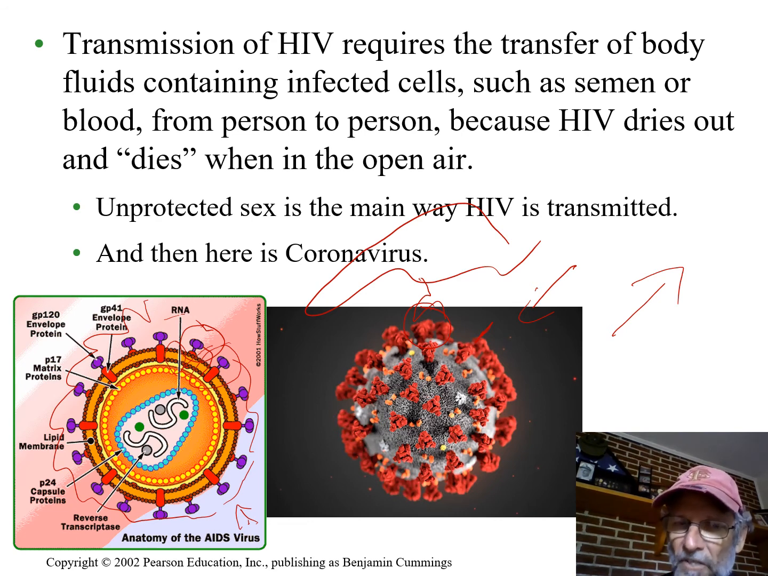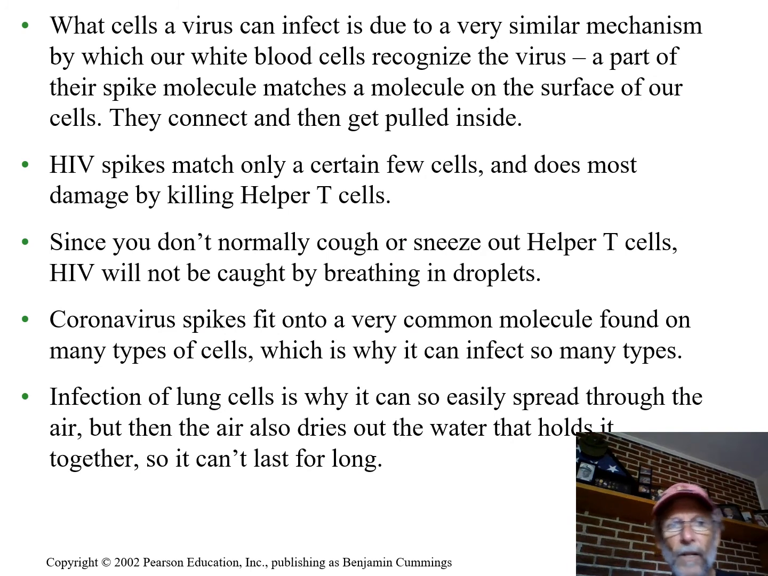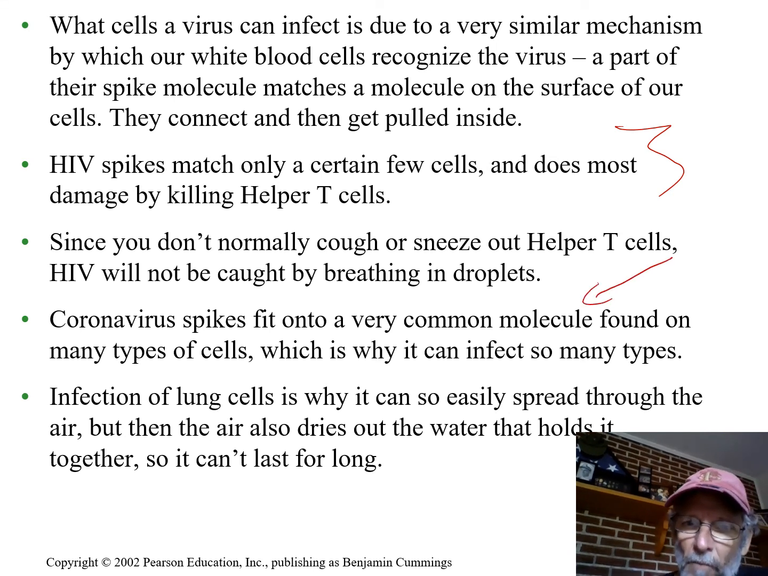So coronavirus infection is much more widespread inside a person's body. It can infect kidney cells, brain cells, liver cells, really virtually almost every kind of cell, not just lung cells. So this is what I just said about HIV being a lot more specific, can only infect certain kinds of cells, and corona can fit onto a very common molecule found on lots of types of cells.